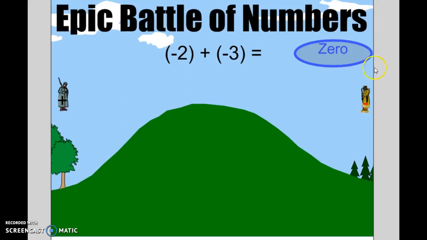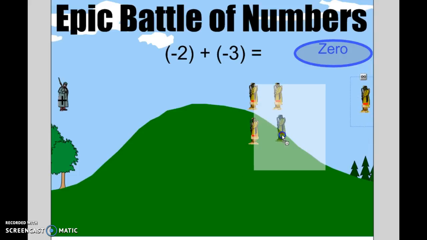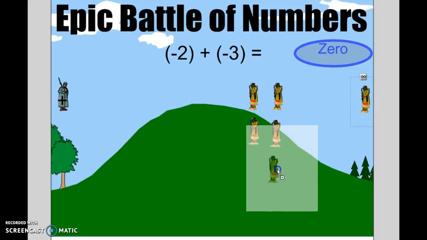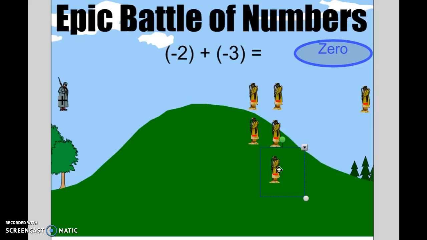Now let's try another one. So now I have 2 negatives. And then I have another 3 negative guys. And again, this is just a party because I have 5 negative guys, but no positive guys to fight it. So negative 2 plus negative 3 also gives me negative 5. So I just add up how many I have.